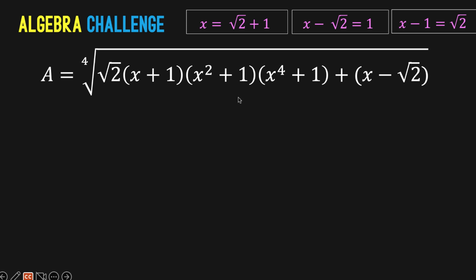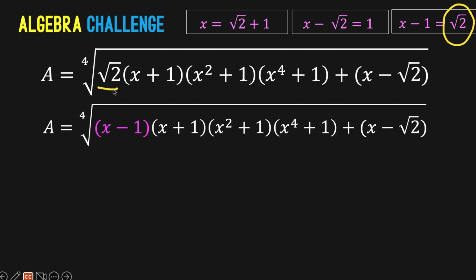Let's go back to the given radical expression. The first thing that we notice here is we have this square root of 2, and we also have this value for square root of 2, and that is equal to x minus 1. Therefore, by substitution, let's replace this square root of 2 by x minus 1. So we now replace this part by the quantity x minus 1. All the rest are just copied.